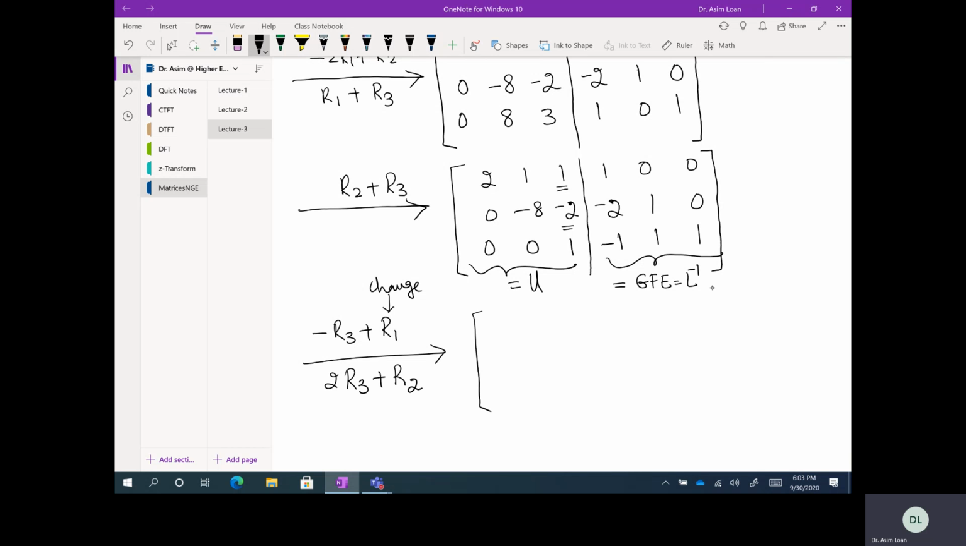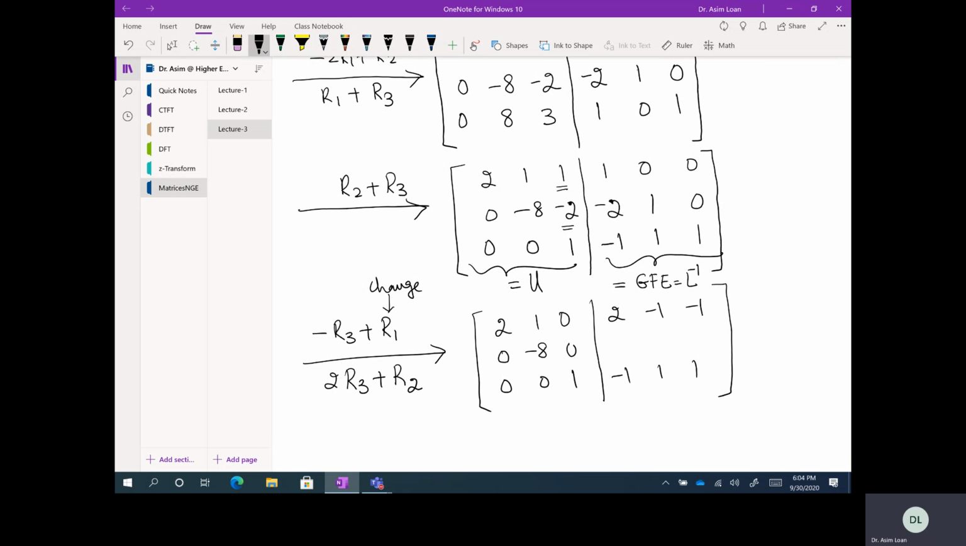So this will become, the last row is not going to change: minus 1, 1, 1. So minus R3 plus R1 gives 2, 1, 0, minus 1, 1 is 0, 1 and 1. Minus R3, so this is 2, minus 1, minus 1. Okay, and when I do 2 times row 3 plus row 2, this is not going to change.